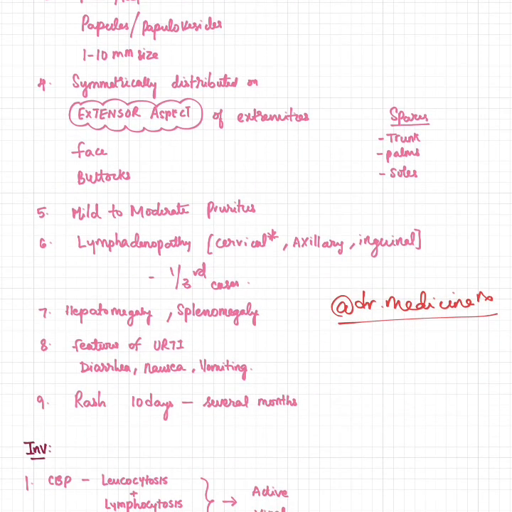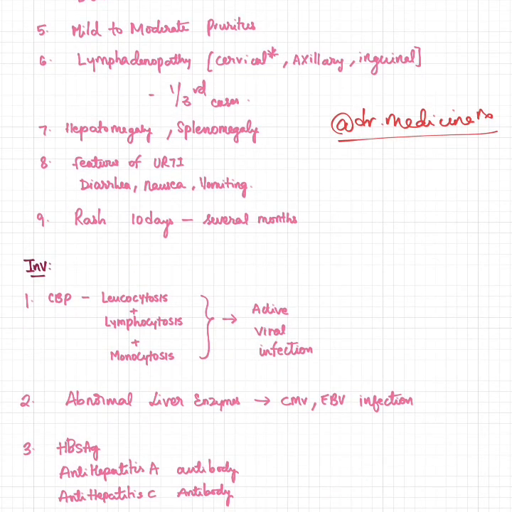Coming to distribution, symmetrical distribution is seen on the extensor aspect of extremities as well as the face and the buttocks. This rash may have widespread involvement, but it spares the trunk, the palms and the soles. There can be mild to moderate pruritus, and in about 1/3 of cases there is associated lymphadenopathy, with cervical lymph nodes being commonly involved, and sometimes the axillary and inguinal lymph nodes. There can also be hepatomegaly and splenomegaly, and following this onset we also see the features of upper respiratory tract infection as well as diarrhea, nausea and vomiting. This rash usually disappears within 10 days, but it can last for up to several months.